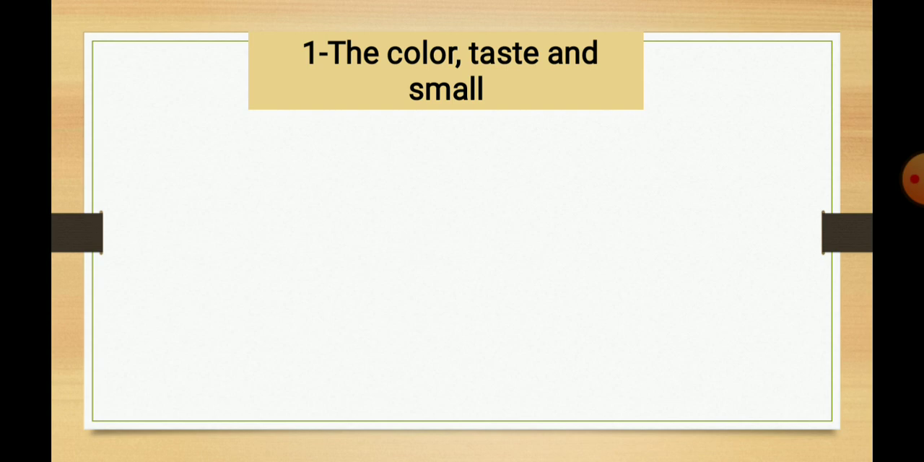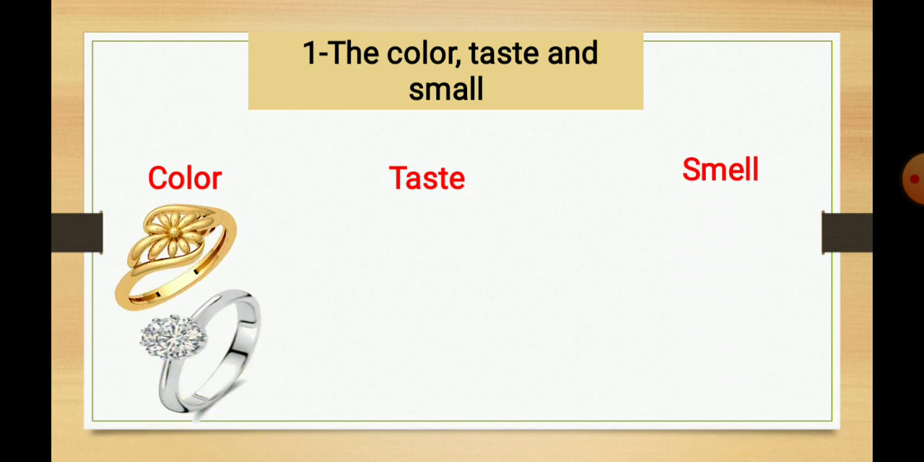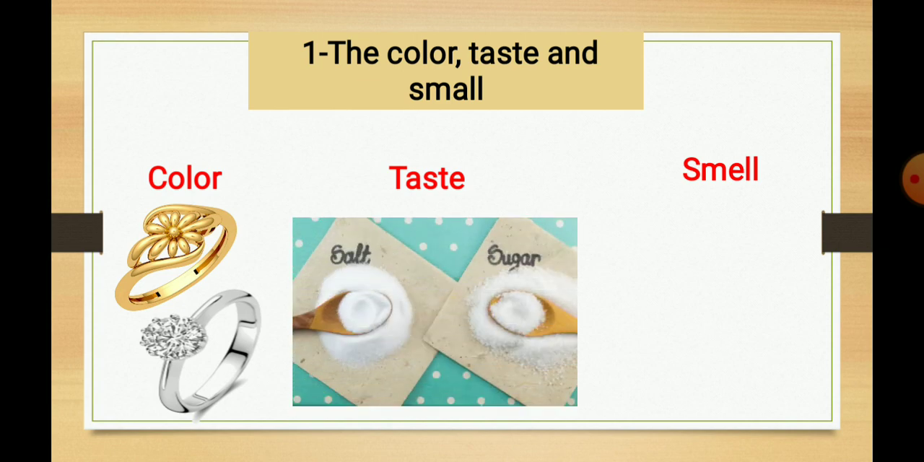It is the property that can sometimes be used to differentiate among different materials, such as number 1, color. We can differentiate between iron and silver, silver and gold by the color. As you see in this picture, there is a difference between the color of them. Number 2, taste. We can differentiate between sugar, table salt, and flour by the taste because all of them have the same color. And finally, smell. We can differentiate between vinegar and perfume by smell.